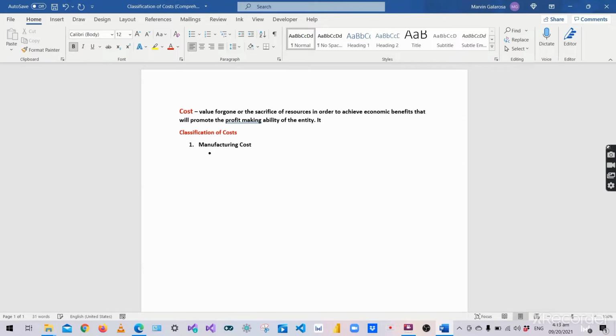It is also known as the expenditures to acquire goods and services to assist the entity's operations.